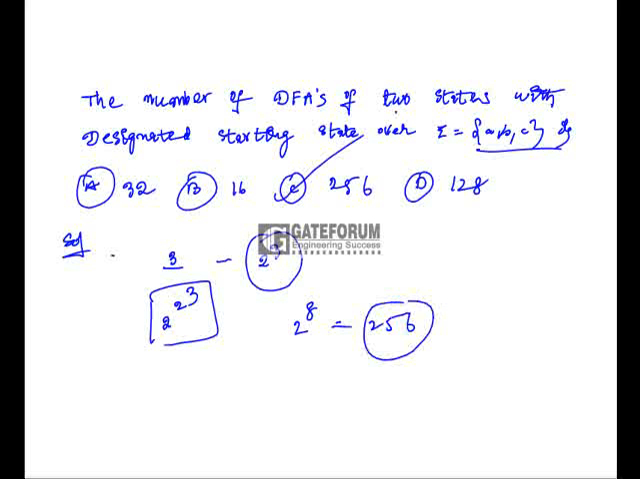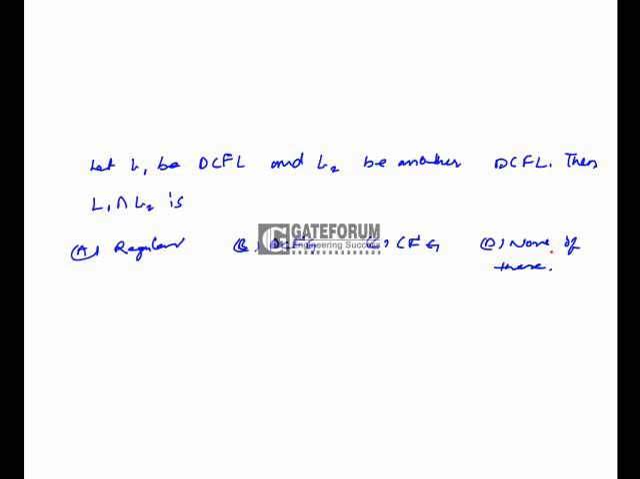C is the right option. Let L1 be a DCFL and L2 be another DCFL, then L1 intersection L2 is: option A regular, option B DCFL, option C CFL, and option D none of these. Here if both L1 and L2 are DCFLs, deterministic context free languages, then their intersection need not be a DCFL.